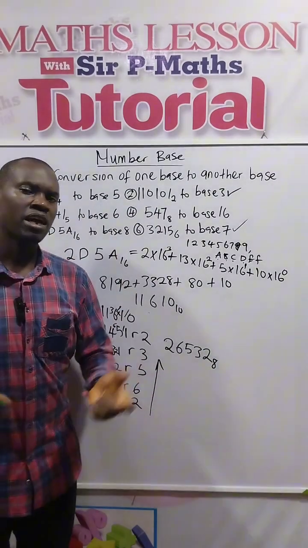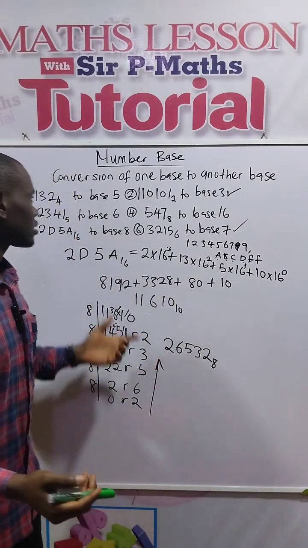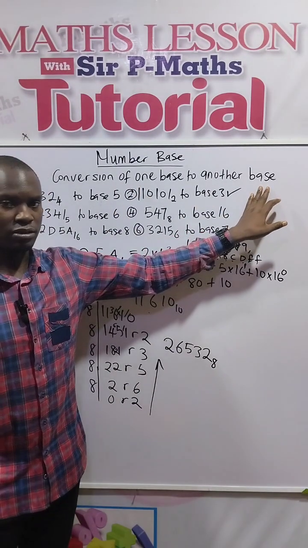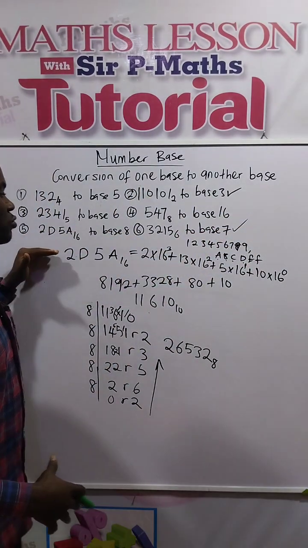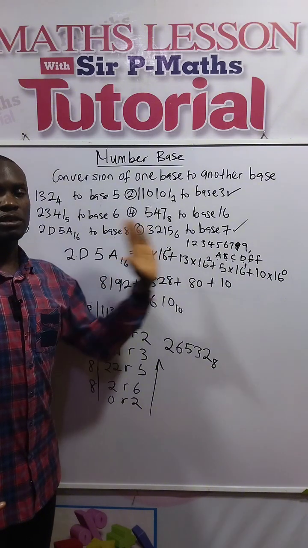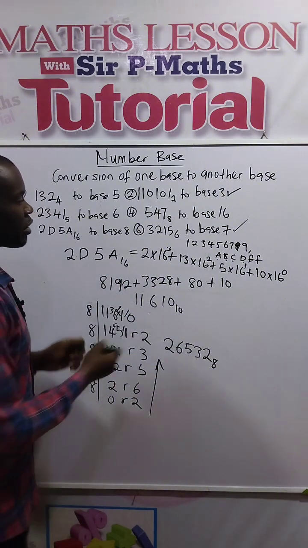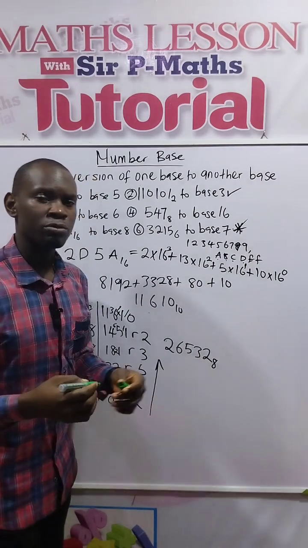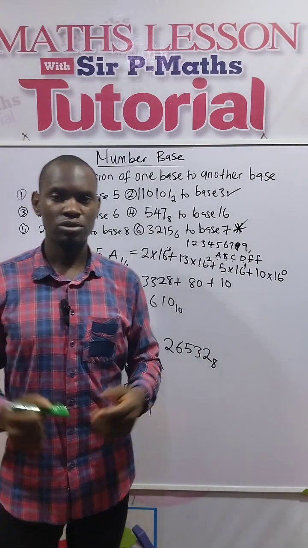So this is how we convert numbers from one base to another base other than base 10. Okay, we pass through the roots of base 10 to the base we are looking for. Now remember, this is for you for an assignment. Solve it, drop your answer in the comment section. I'll come back to check it.